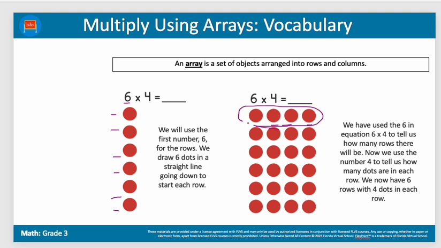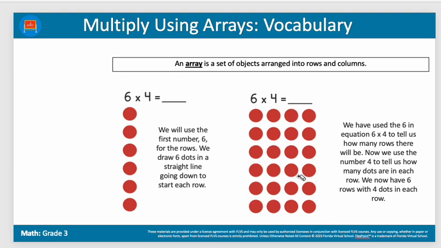So here's a group of my 4. Here's a group of 4. Here's a group of 4. Here's a group of 4. Here's a group of 4. Here's a group of 4. So now I have 6 groups of the number 4.